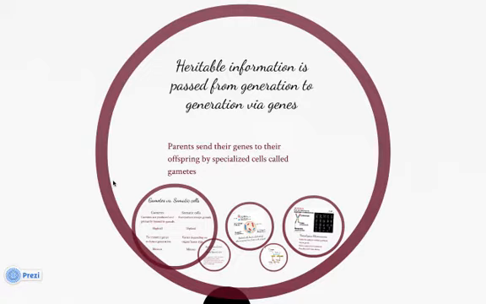Parents will send their genes to their offspring by specialized cells called gametes, and it is the fusion of these gametes, which is reproduction, that will allow for the creation of a new individual, the daughter or the son, and allow for the passing along of genes into a viable individual.